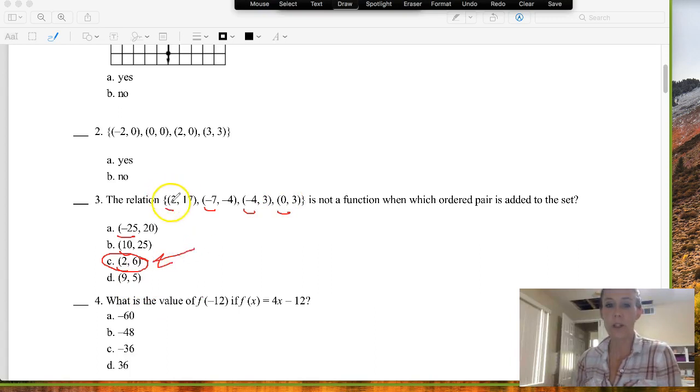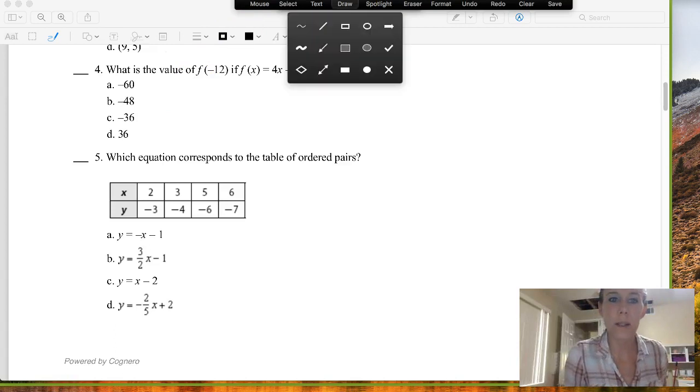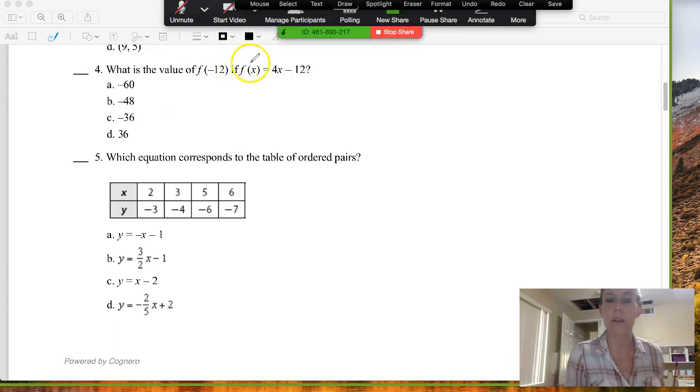So what you want to look for is your x values. See if your x values repeat. If they do, check and make sure it tells you the same y value. (2, 17) would be the same point and that would be okay. But (2, 6), no.